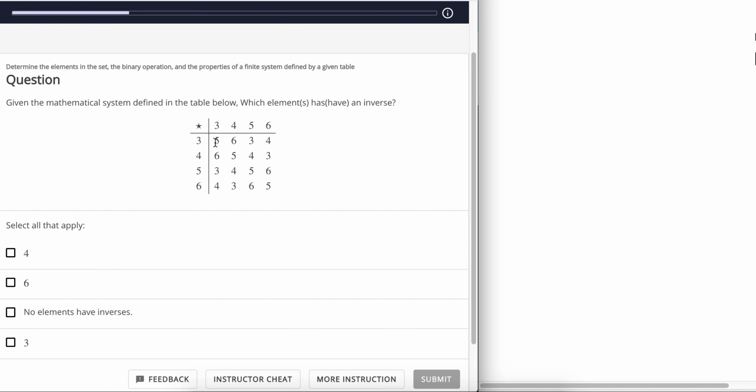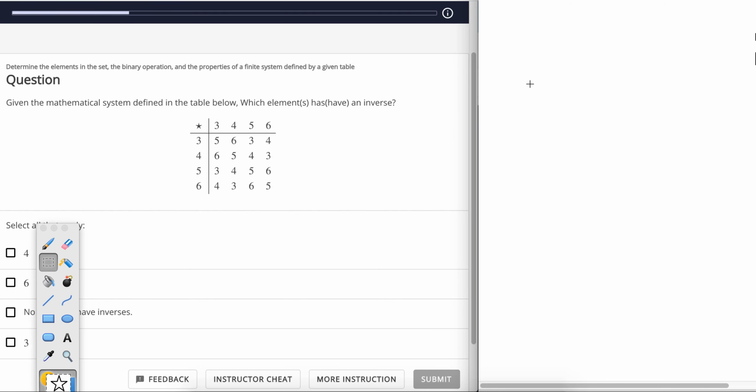So 3 paired with 3 gives us 5. That's not the identity. An identity should spit out whatever you're pairing it with. 4 paired with 3 gives us 6. That's not the identity. 5 paired with 3 gives us 3. 5 paired with 4 gives us 4. 5 paired with 5 gives us 5. 5 paired with 6 gives us 6. So 5 is the identity, because whatever you pair it with, it spits out that second element.